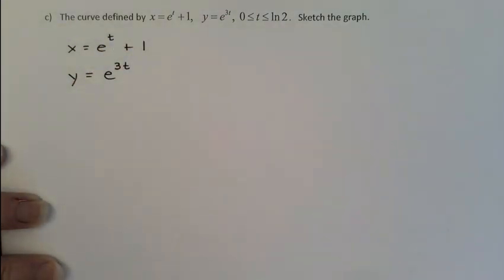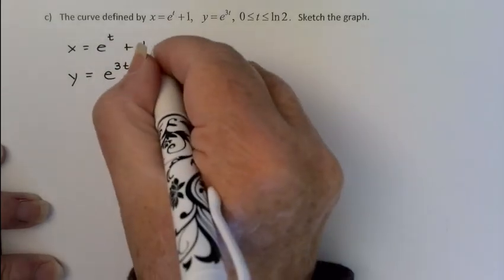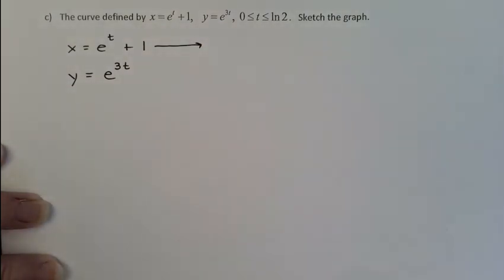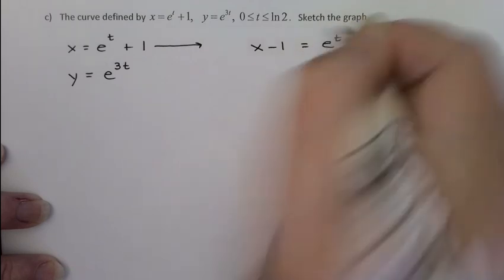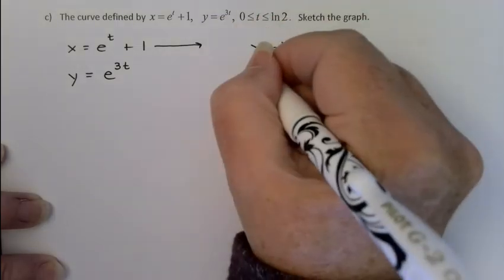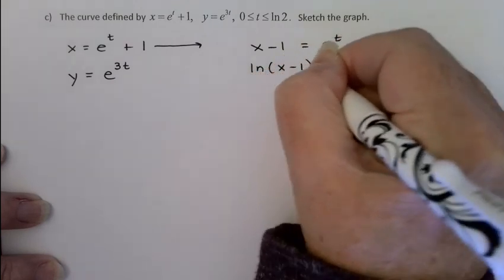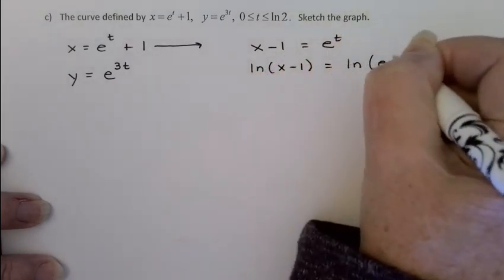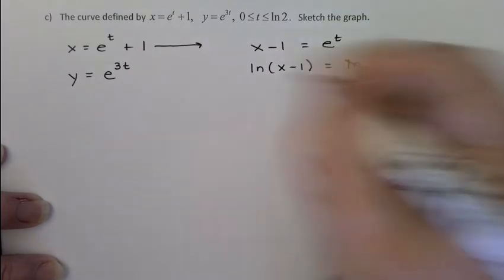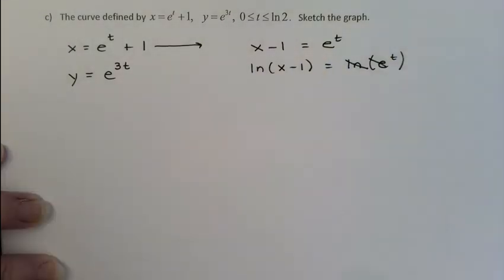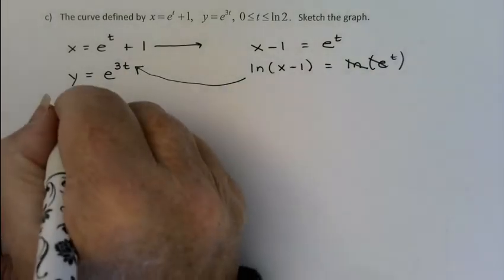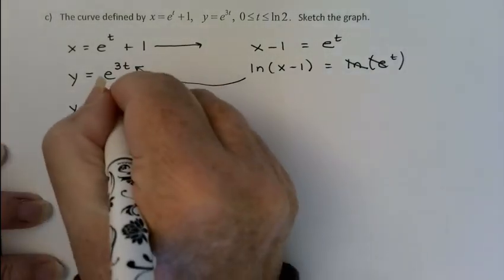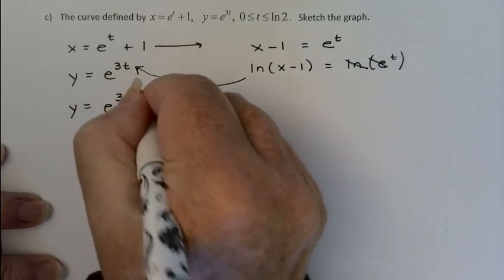I can't easily eliminate a term, so I'm going to try a substitution method. I'm going to take this x and I'm going to solve for t. x minus 1 would be e to the t. And so if I take the natural log of both sides, t is equal to the natural log of x minus 1. So I'm going to plug that in for the t right there. So y equals e to the 3 times ln of x minus 1.